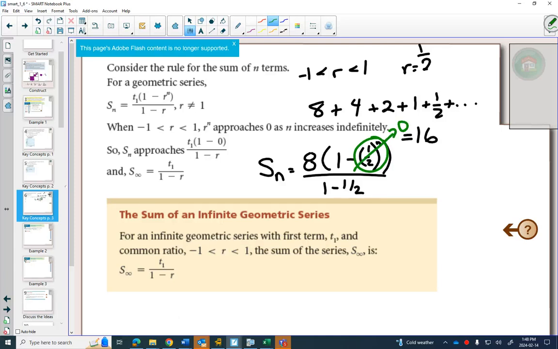Which makes our formula quite beautiful. Look, if I simplify and say that's just 0, then I'd be left with just 8 on top. 1 minus 1/2 is 1/2. How do you divide by a fraction? You multiply by the reciprocal, and you get 16.